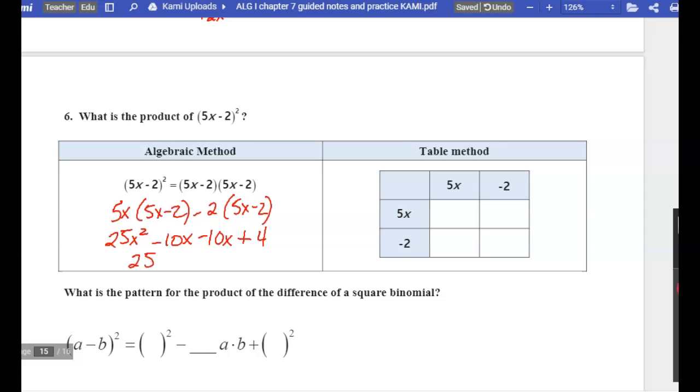So again, you have that 2, but this time we're subtracting it. We have two things in the middle. So you have that 25x squared, but now we're subtracting 20x and then adding 4. So that's the only difference between these two.